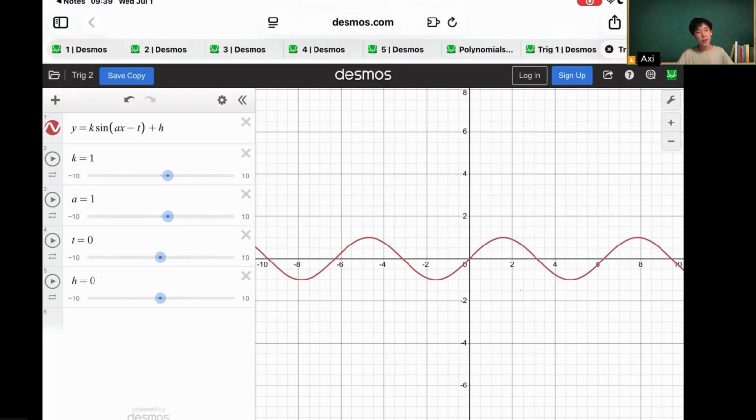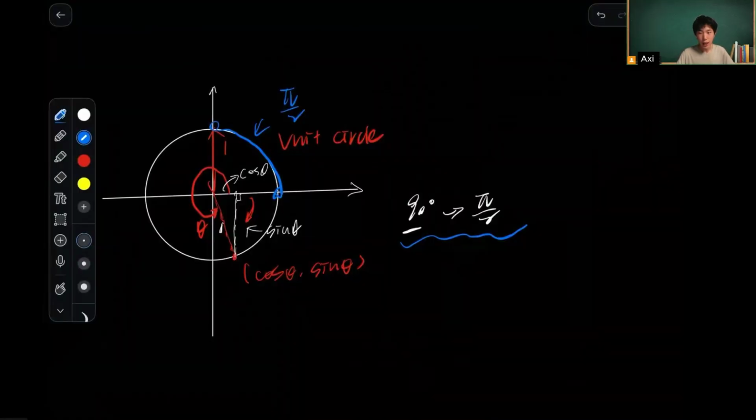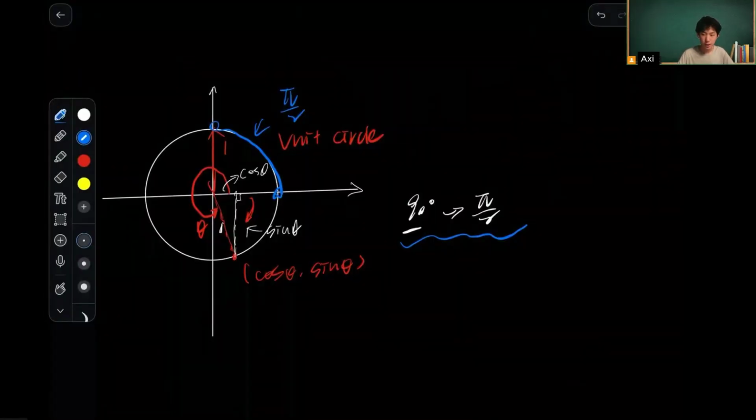Be sure to check this out in the materials down below. You can play around with it and have some fun. I think the functions are really interesting, especially when you put them onto Desmos or another graphing calculator. And that essentially concludes today's lesson.